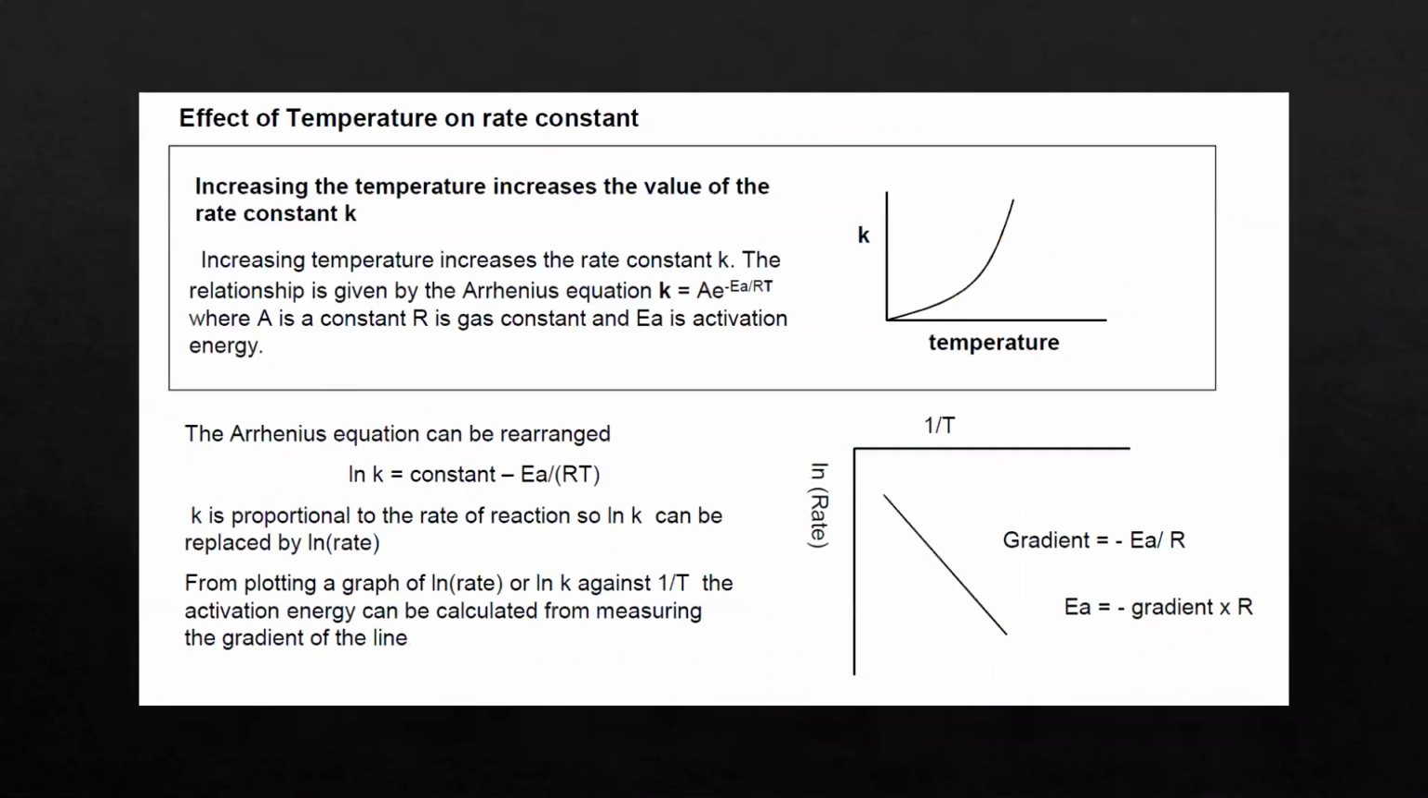Then the relation between the temperature and the rate constant: they are directly related, like if you double the temperature, the rate constant will increase. It's an exponential change basically. And this exponential change is given by the Arrhenius equation, in which k is equal to A, the Arrhenius constant, times e raised to power minus Ea over RT.